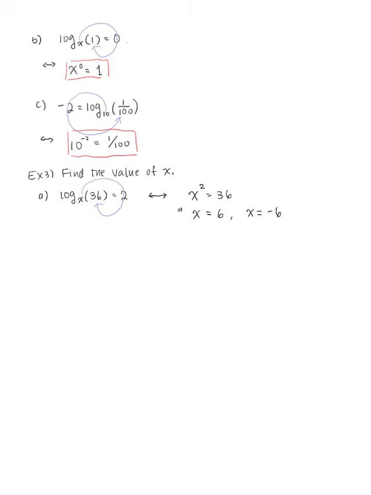But here is the thing. Our base and the argument of the log cannot be negative. That's called a domain restriction. So meaning that the little base x and what's in the parentheses cannot be negative. So in this case, we need to throw this guy away. So our answer is just x equals 6.